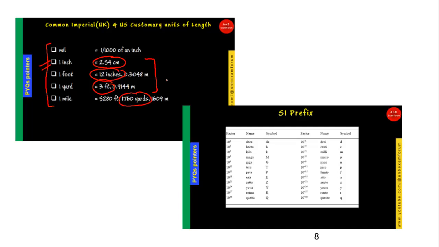There are also some other prefixes which are commonly used in the units, like deci, centi, milli, nano, and all such things you already know, I guess. So these are also commonly used prefixes in the units.